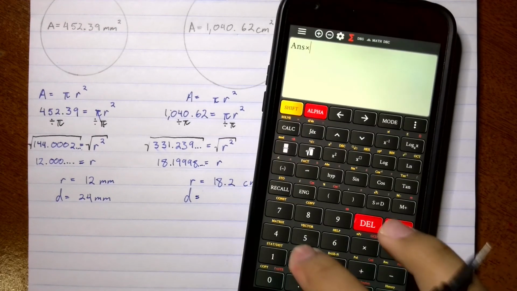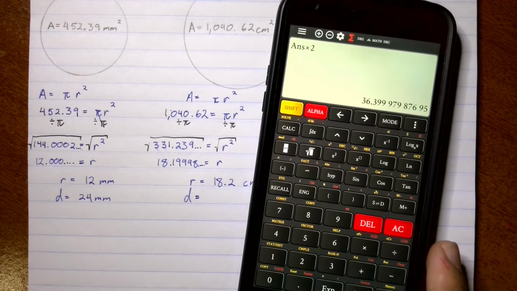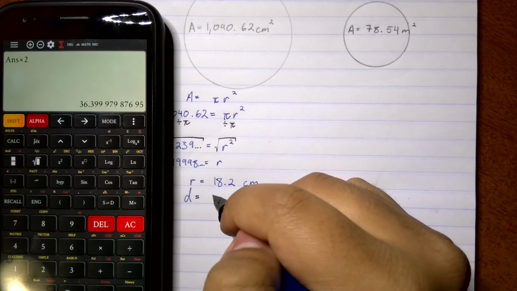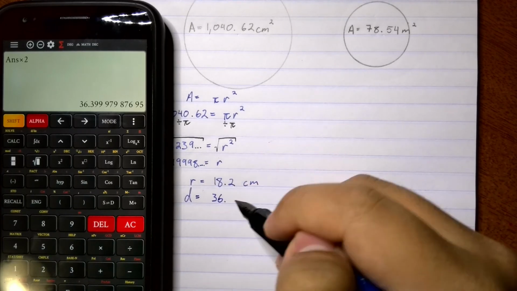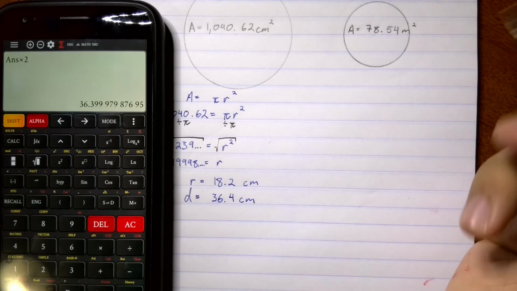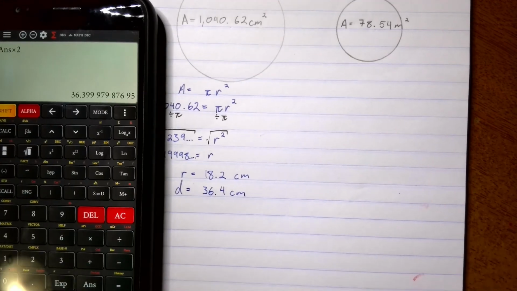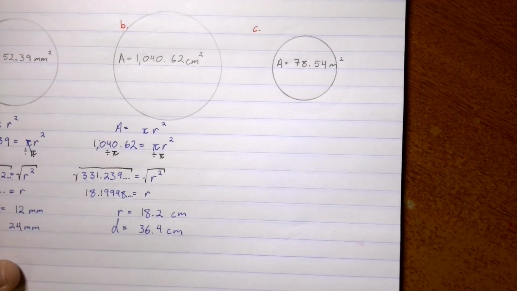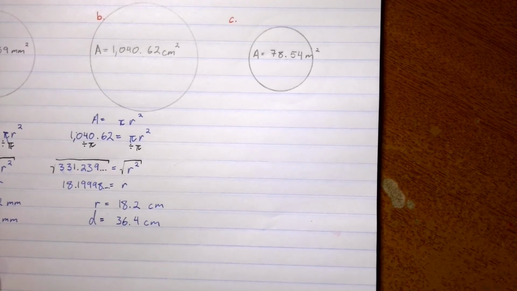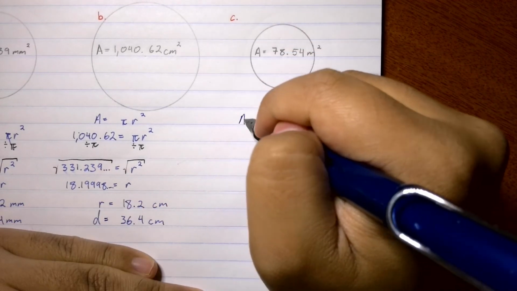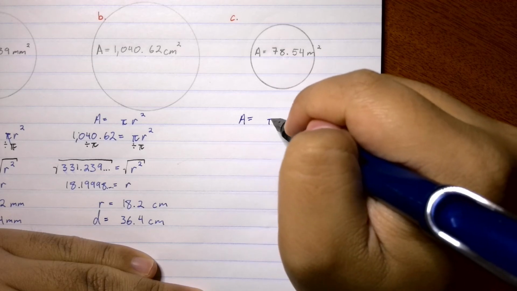Let's double that value. Answer times 2. We get 36.4 centimeters, rounding the value up. One last demonstration. You can pause the video, try it yourself, but I'm going in 3, 2, 1. Here we go.